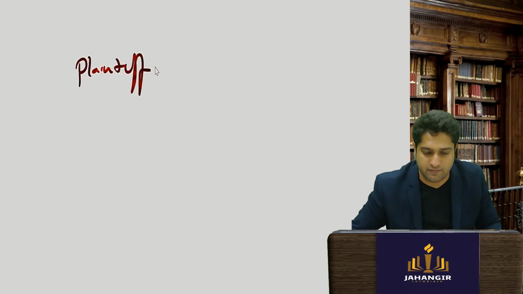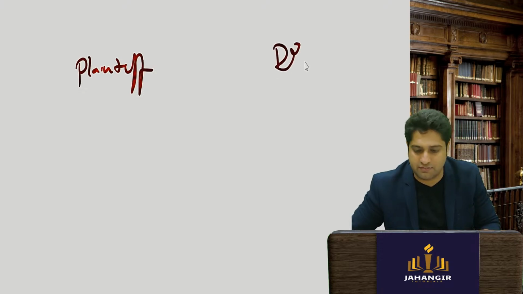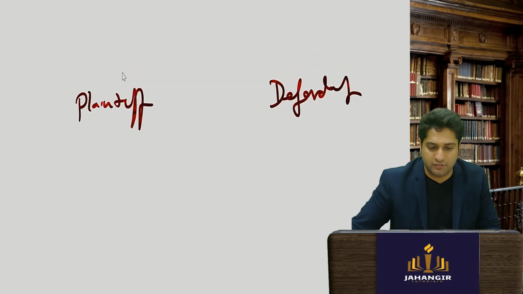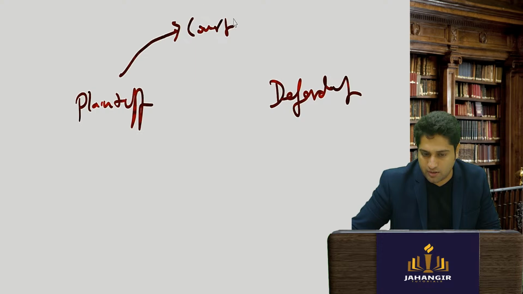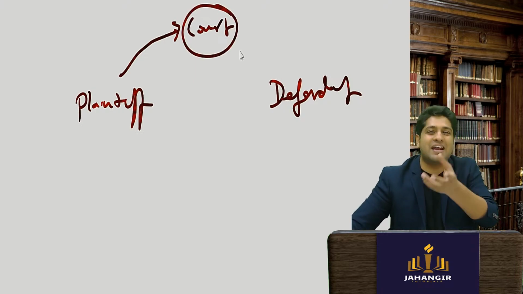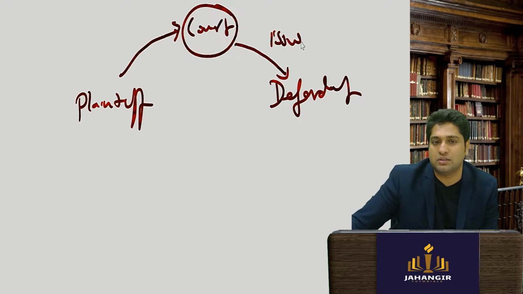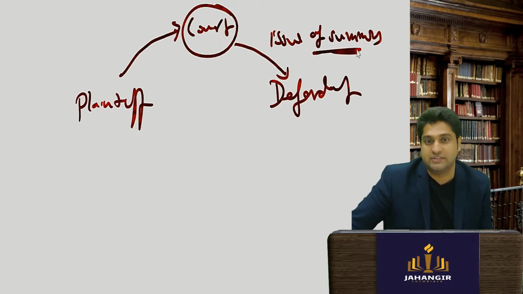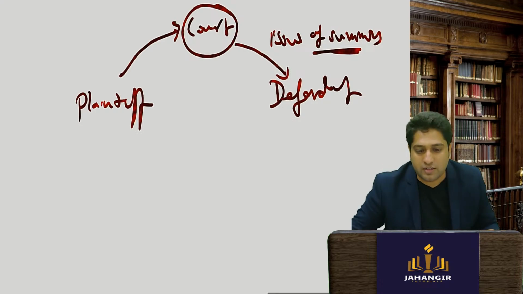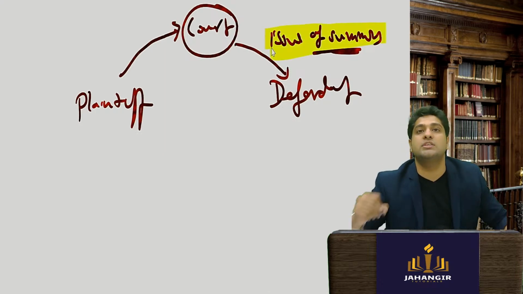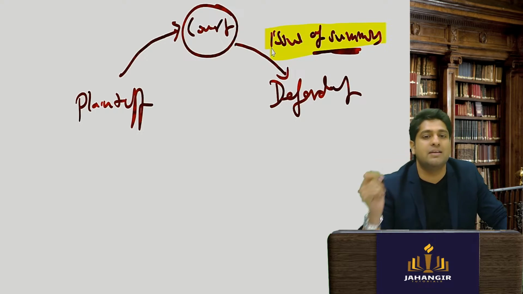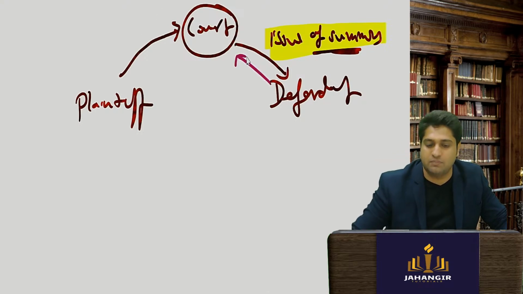So there is a plaintiff, and then there is, in civil matters, what we call a defendant. Now the plaintiff goes to court and tells the court that listen, this defendant has done this and that to me. So the court will then call the defendant. It's called the issue of summons. The court issues the summons to the defendant, telling him to appear in court and answer why the plaintiff is right or wrong.